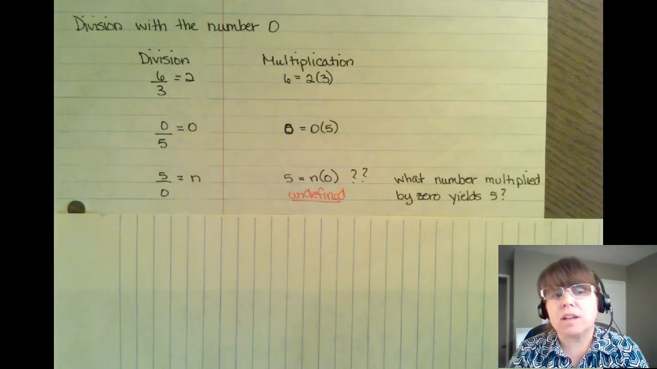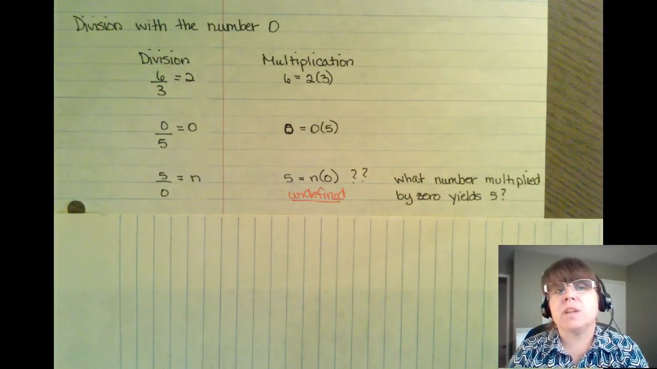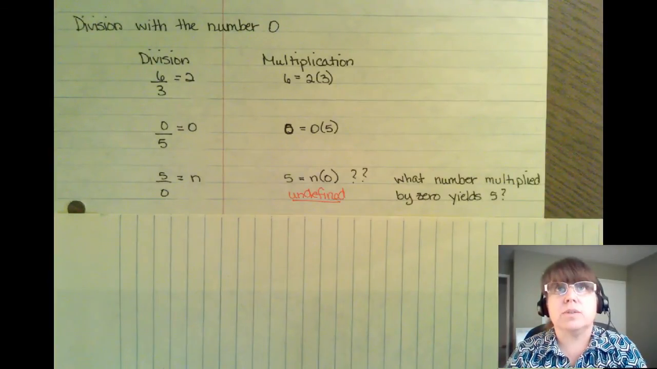So anytime you run across a denominator being a 0, you can jump to the answer that it's undefined, at least at this level of math. Now when you get to calculus, there's a very special division of 0, and it's 0 over 0. But let's not worry about that until we get to calculus.